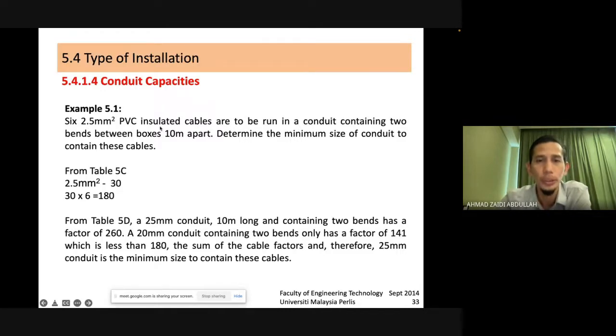To be run into a conduit containing 2 bends. Nampak mention dia ada 2 band, maksudnya 2 bending ya, 2 yang kita line kita bengkokkan tu. Between 10 meters. So we need to determine the minimum size of conduit. Kita ada 6 kabel size 2.5 mm. Okay, so macam mana kita nak cari?